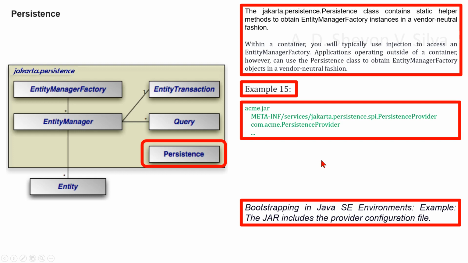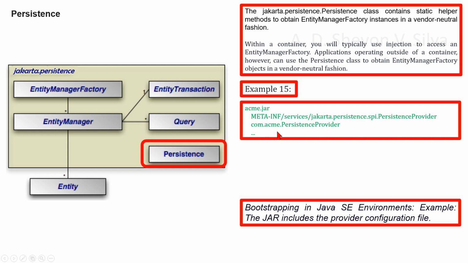The provider supplies the provider configuration file by creating a text file named jakarta.persistence.spi.PersistenceProvider and placing it in the META-INF/services directory of one of its jar files. The content of the file should be the name of the provider implementation class of the jakarta.persistence.spi.PersistenceProvider interface.